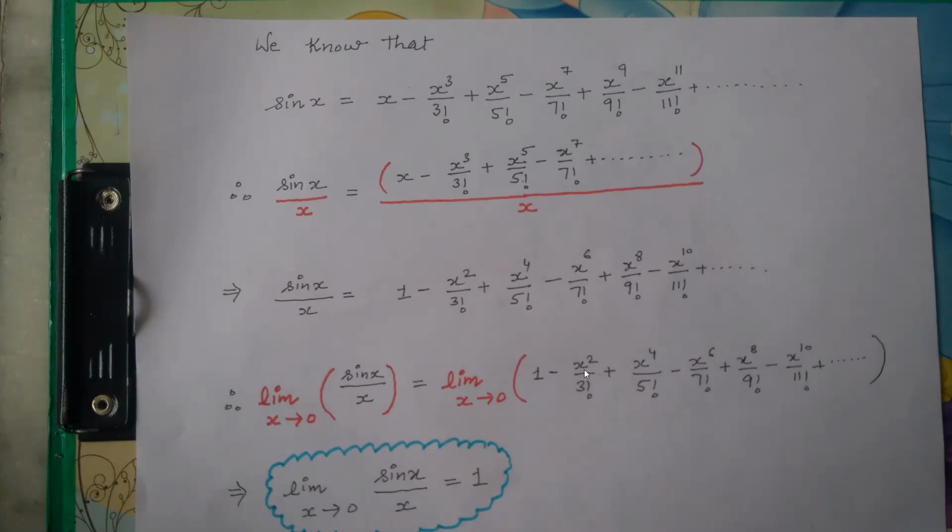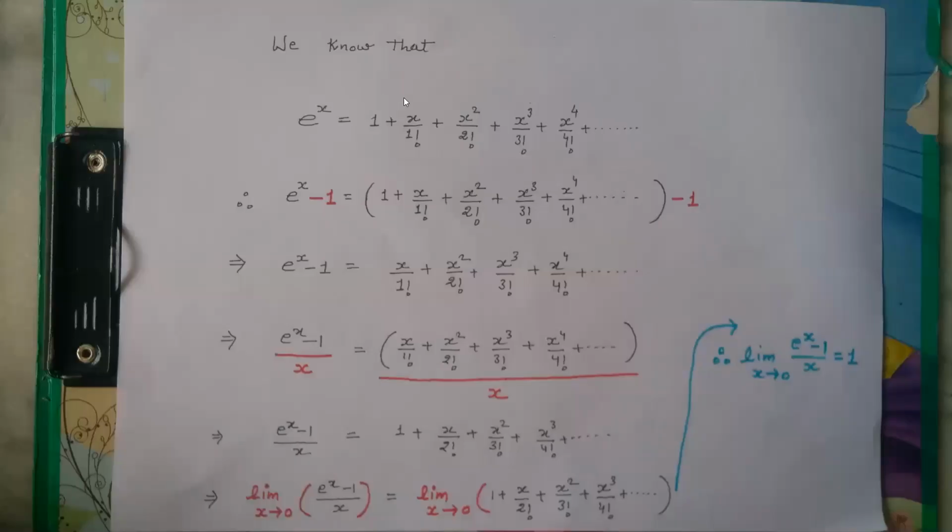Now we see, except the first term, all the terms contain x in the numerator. So as soon as x approaches 0, all these terms, no matter whether they are plus or minus, will be equal to 0. So we are left with only 1. So this is the famous formula, limit x approaches 0, sin x upon x is equal to 1. This is the standard limit.